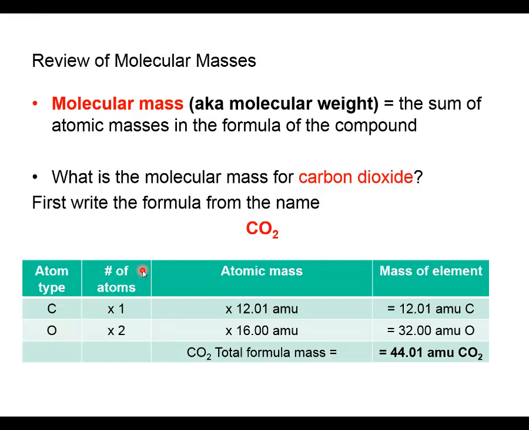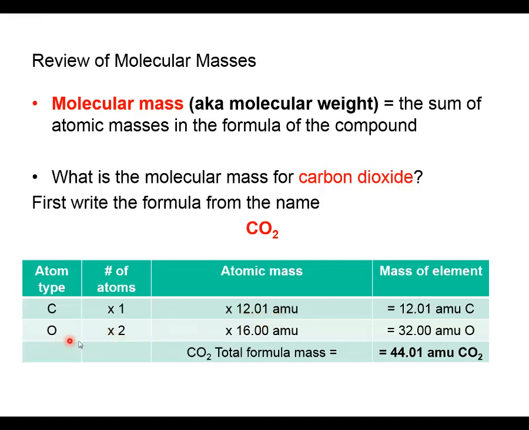My second column, I like to write down the number of each type of atoms. So I have 1 carbon and 2 oxygens. My third column, I like to look at the periodic table and find the masses for each type of element. So here's carbon, so it has a mass from the periodic table underneath carbon of a relative atomic mass of 12.01 atomic mass units.